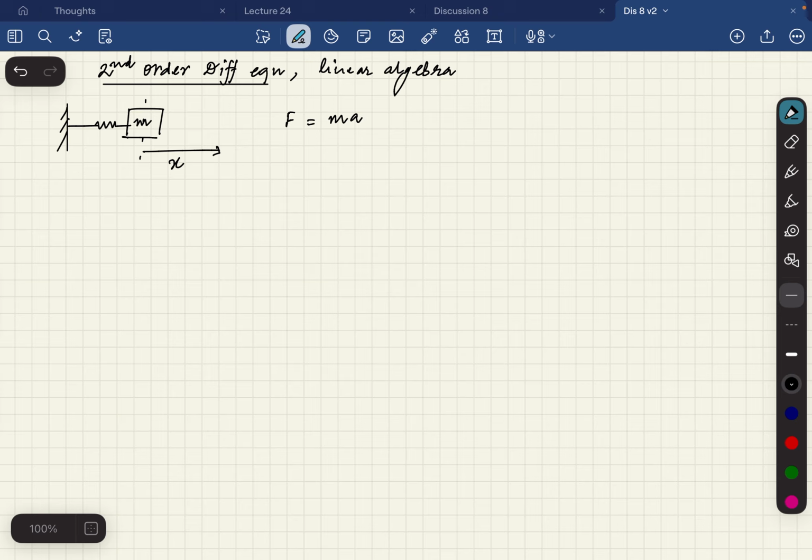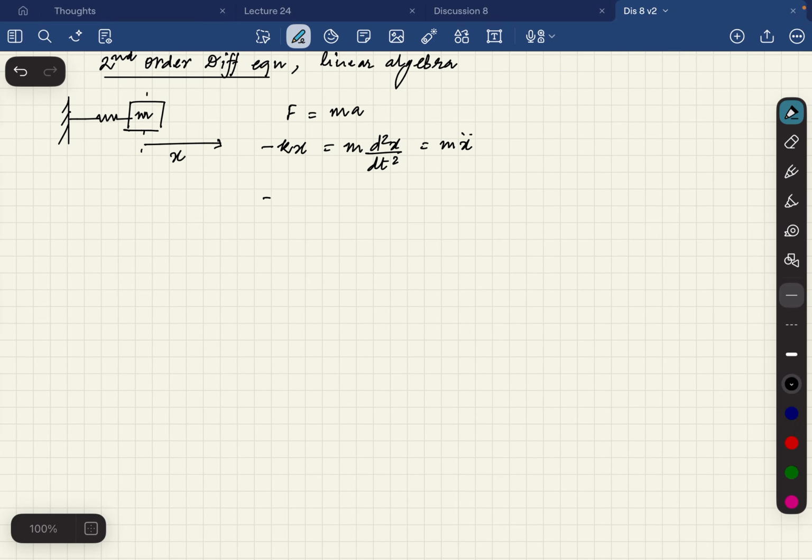When you write down the second law of motion, the forces on the mass are basically negative kx, and the acceleration is given by d2x by dt2, which I'm going to denote by x double dot. Which means that when we write down the equations of motion, it comes out to be a differential equation which we need to solve.